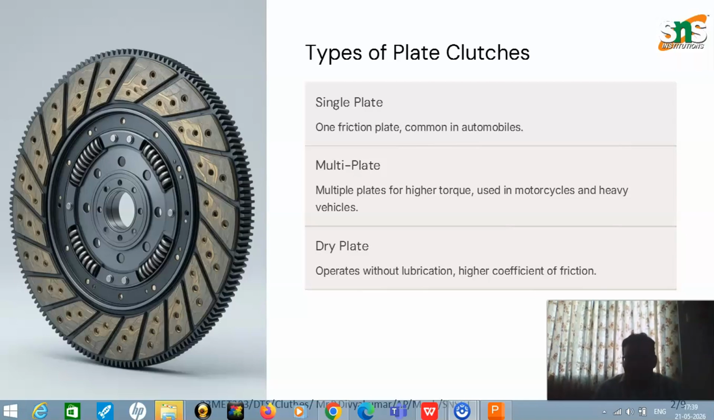As we have already discussed, there are two types, the single plate clutch and the multi-plate clutch. Based upon the construction and applications, the single plate clutch or the multi-plate clutch can be used. The major components are the flywheel, clutch plate, pressure plate, springs, release bearings, clutch pedal, etc.